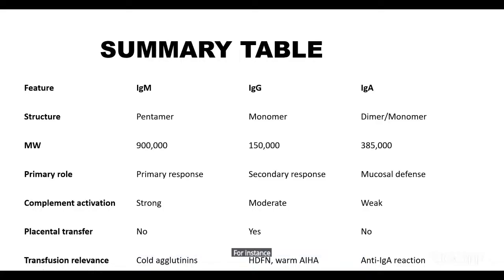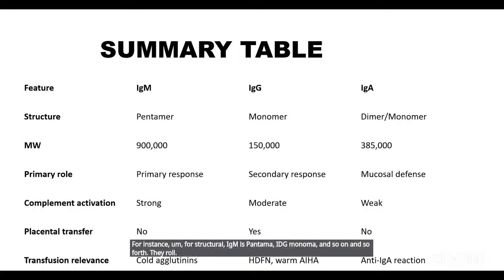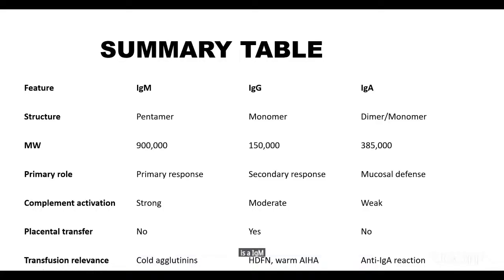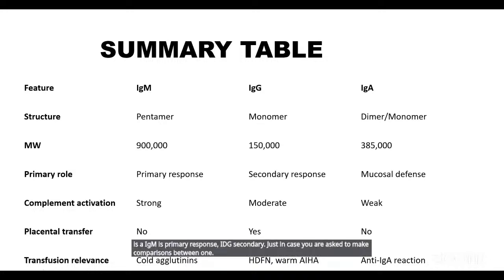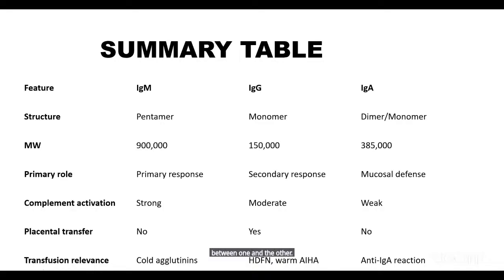For instance, for structure, IgM is a pentamer, IgG is a monomer, and so on and so forth. The role: IgM is primary response, IgG is secondary, just in case you are asked to make a comparison between one antibody and the other. The next slide is the quiz.